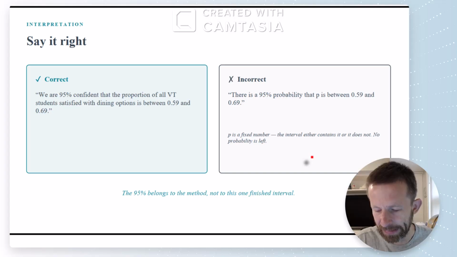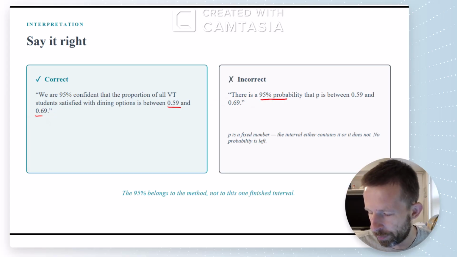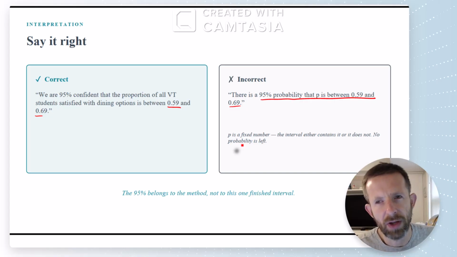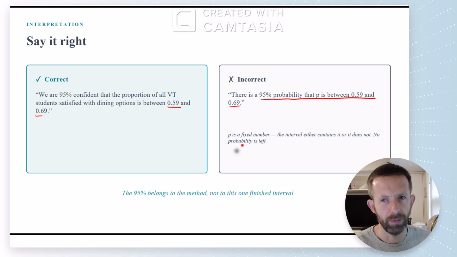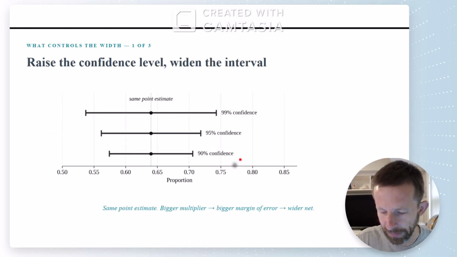So the correct thing to say is we're 95% confident that the proportion of all VT students satisfied with the dining options is between 59 and 69%. We don't want to say there's a 95% probability that P is between 59 and 69%. So P is a fixed number. The interval either contains it or doesn't. The probability is lost. So we just talk about our level of confidence. So we'll say like we're 90% confident or we're 95% confident or whatever percentage confident in our interval containing the actual parameter.